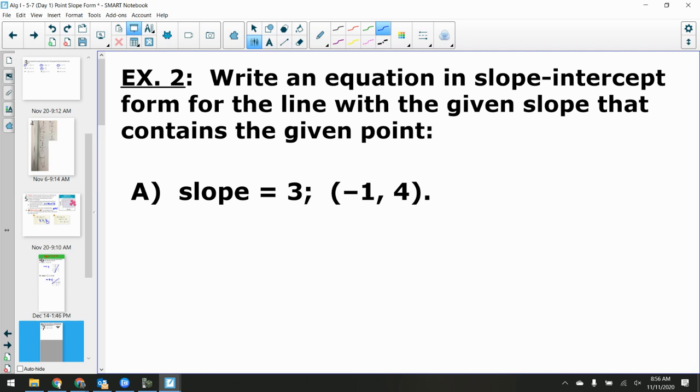All right. I know I want to end in y equals mx plus b form. I know that because it told me. Write an equation in slope-intercept form, y equals mx plus b. I know I want to end there. That means if I want to end there, I need to figure out what my m and my b are. What's my m, Baker? 3. What's my b?